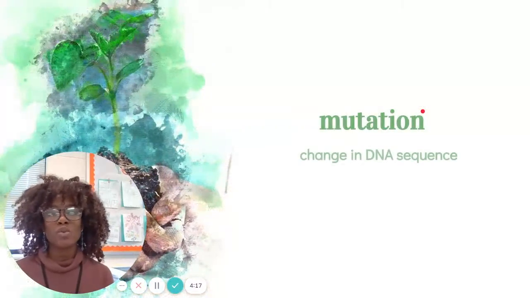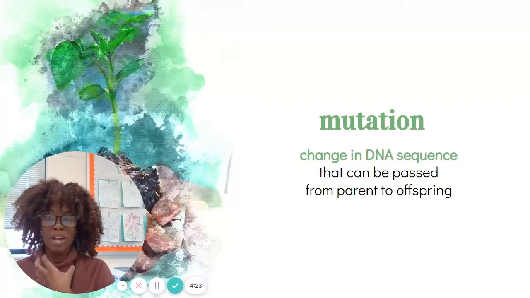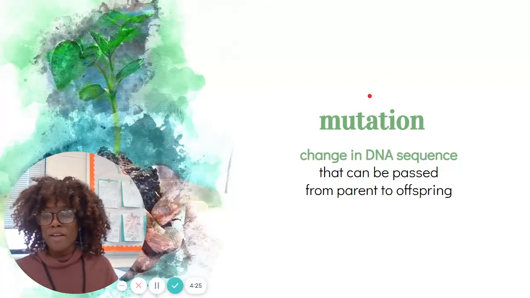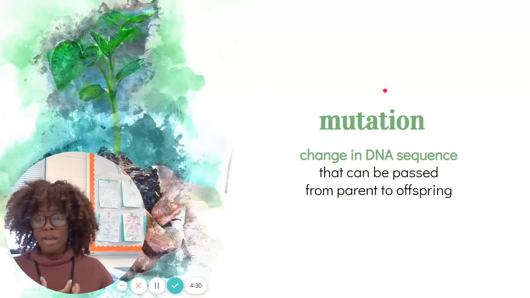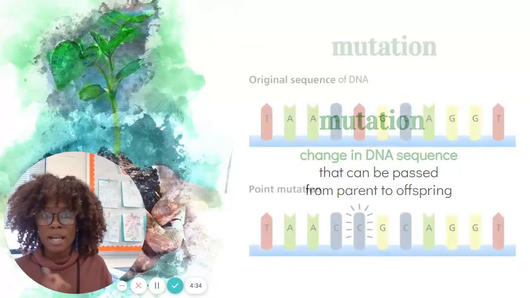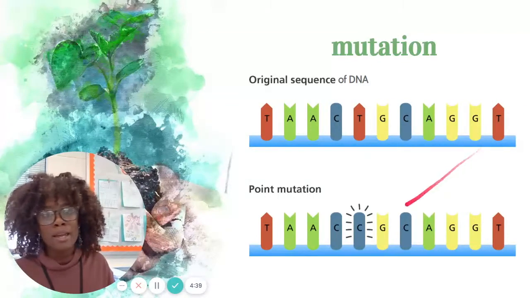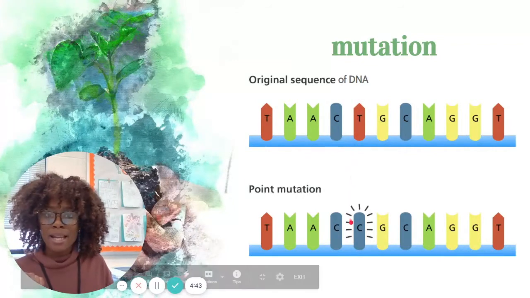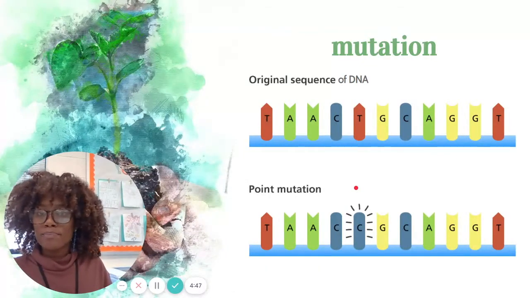A mutation is a change in the DNA sequence. As we know, DNA is passed from parent to offspring. So if the parent's DNA mutates and that parent gives birth, it's very likely that the offspring is going to have that mutated DNA. This is the original sequence of some strand of DNA, and there's a mutation where the place that had a T in the DNA is now a C. That's a mutation, a change in the DNA sequence.